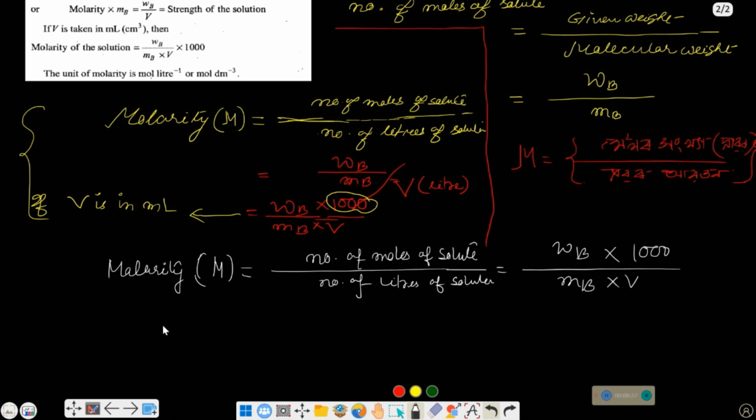That means if we cross multiply this, we will get the molarity into MB is equal to WB by V into 1000.